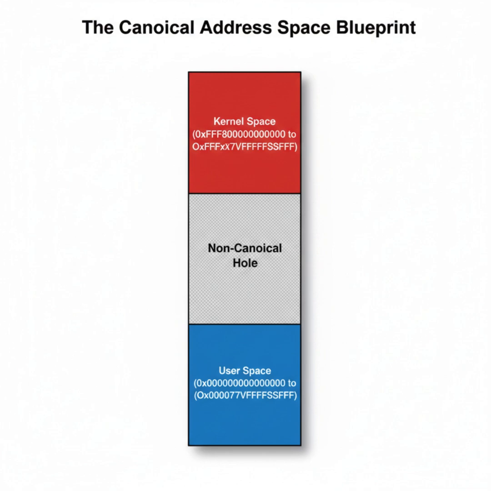Every process on a 64-bit system believes it has access to a vast 256 terabyte address space, but this isn't the full picture. The x86-64 architecture enforces what's called a canonical address form. This means only addresses where the top 16 bits are copies of the 47th bit are valid. This rule effectively splits the entire virtual address space into two large regions, a lower half for user space where your applications live, and an upper half reserved exclusively for the kernel. In between lies a massive non-canonical hole.